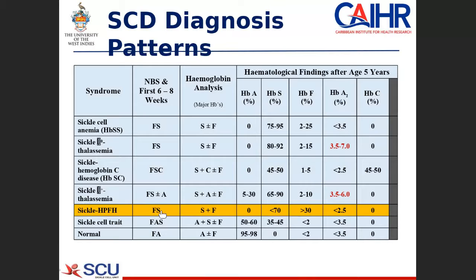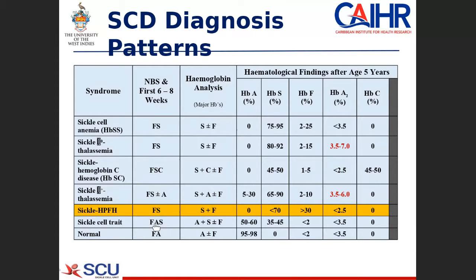But in this disorder, the person has actually inherited one sickle gene from one parent, and they have inherited the gene for the hereditary persistence of fetal hemoglobin from the other parent. And how we differentiate this from SS disease is that your hemoglobin F levels tend to be very high, over 30%. All right? And we would confirm this by doing studies on the parents, where one parent would have the sickle cell trait and the other parent we would note would be hereditary persistence of fetal hemoglobin.